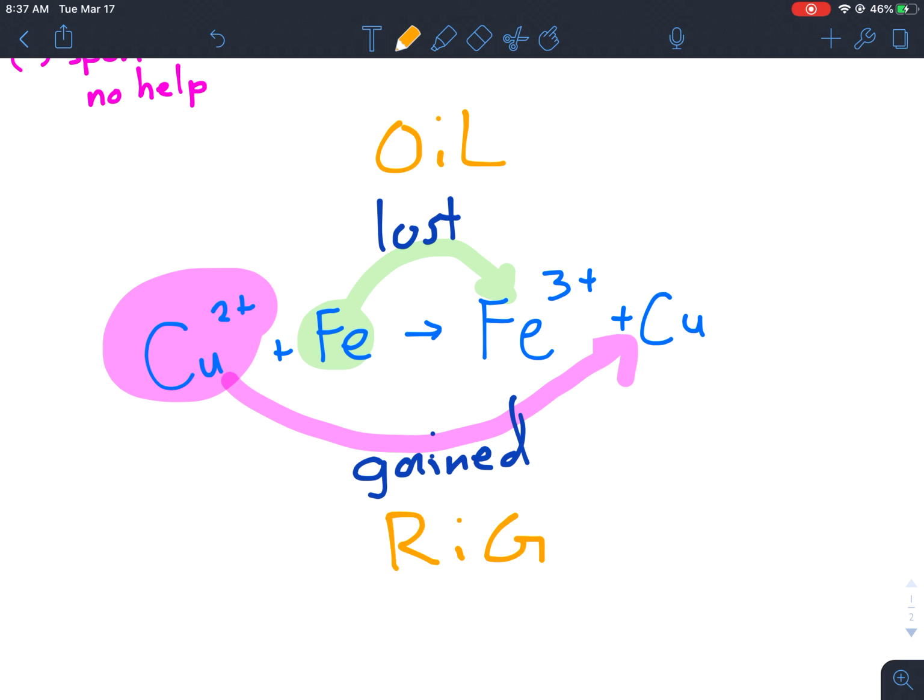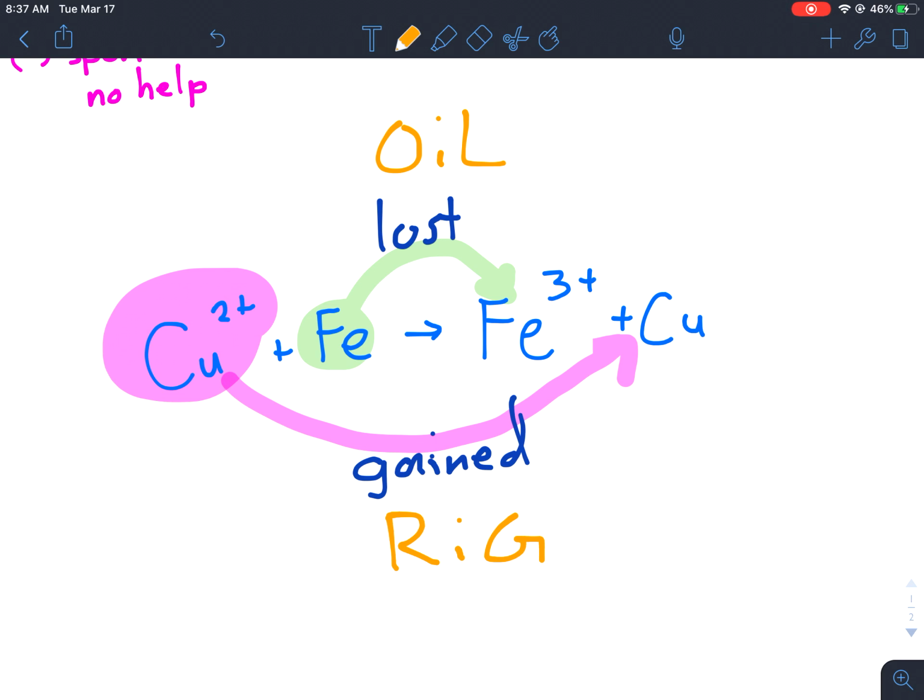So we say oil rig. Oxidation is the loss of electrons. Reduction is the gain of electrons. So now I know that copper is reducing, and iron is oiling. Okay, copper is reducing, iron is oiling. This is the concept that is going to help us understand everything.